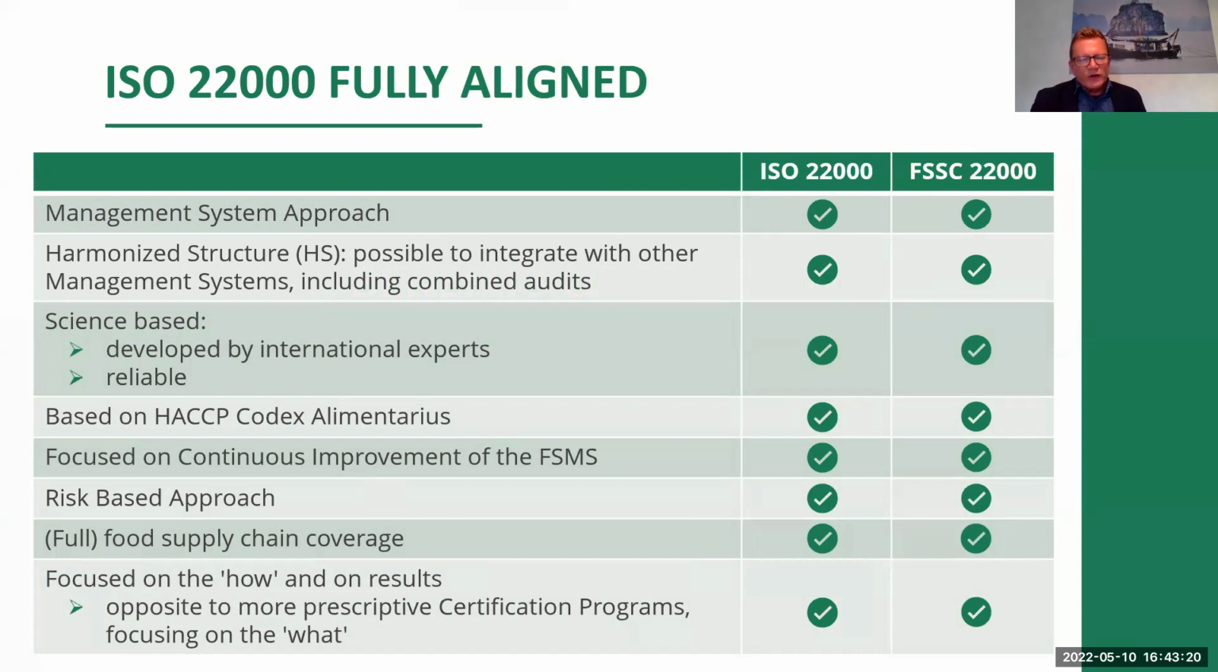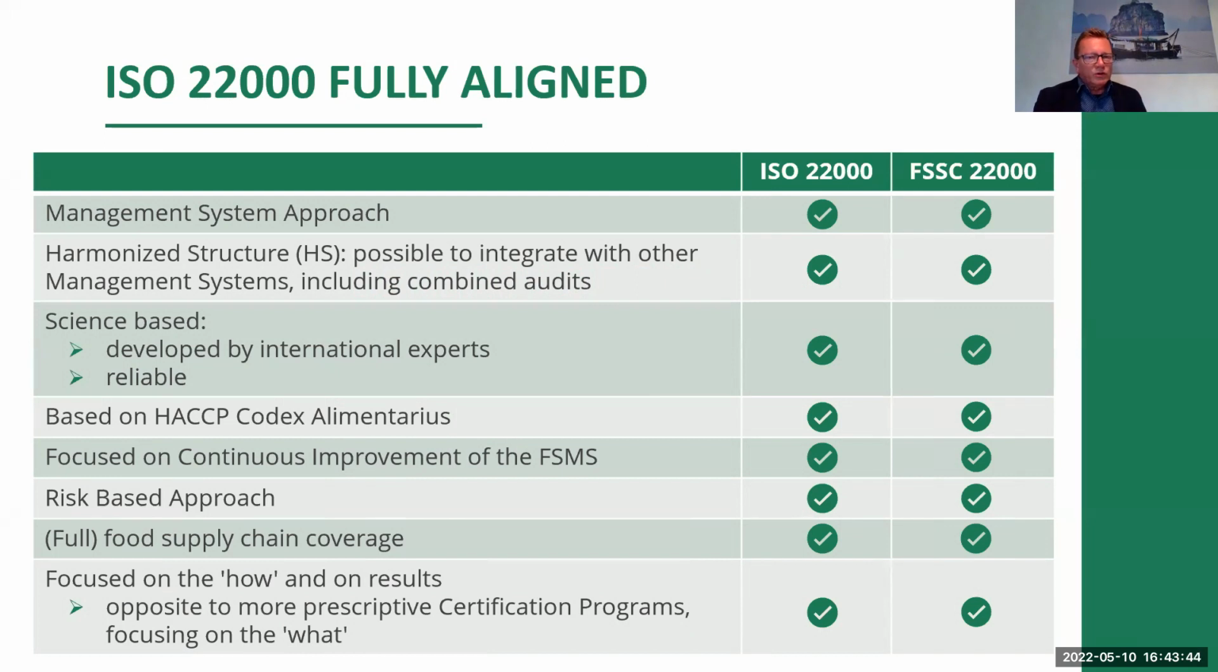First of all, we said already ISO 22000, we believe it's a very, very strong standard for food safety management systems. So a number of benefits are for both ISO 22000 and FSSC 22000. Because when you are ISO 22000 certified, that's already a great achievement. But I will show you later that FSSC can bring you some more benefits.